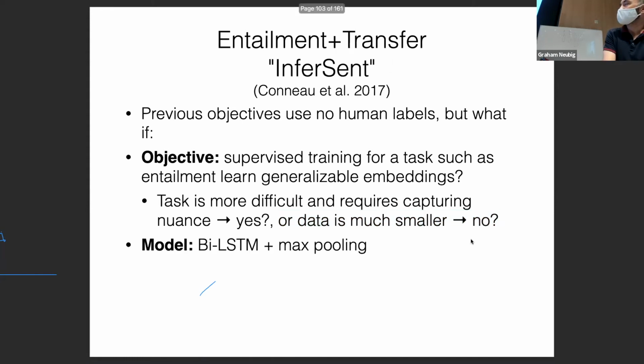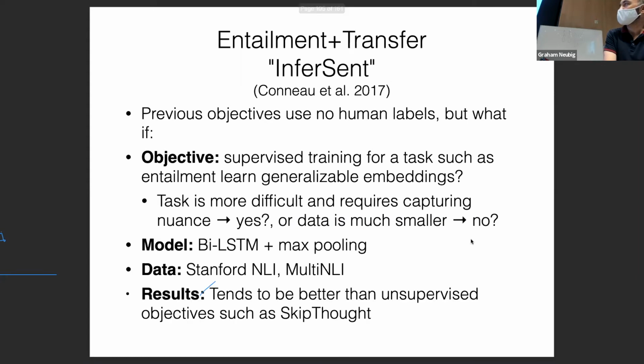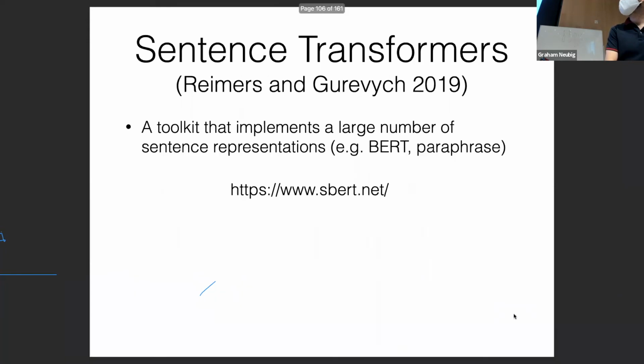So basically what they found is using a bi-LSTM plus max pooling model and training on Stanford NLI, multi-NLI, this tended to be better than unsupervised objectives, such as the skip thought vectors, despite the fact that it was trained on much, much less data. So I think this is also a very interesting finding, which basically tells you don't necessarily throw out your supervised objectives just because we can get billions of sentences of training data in unsupervised objectives. And this actually still holds nowadays as well, despite the fact that this is from 2017. I can show some examples later.